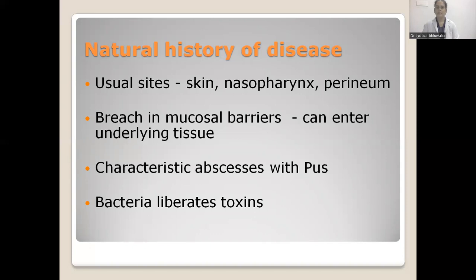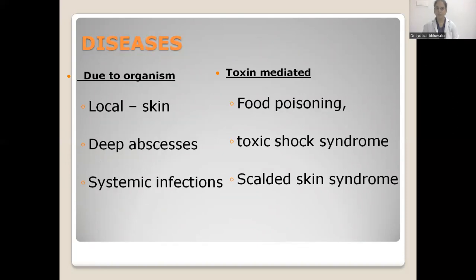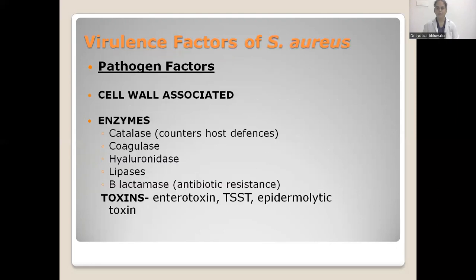The usual sites are skin, nasopharynx, and perineum. A breach in mucosal barriers lets it enter the underlying tissue. There is a characteristic abscess with pus, and the bacteria also liberate toxins. So due to the organism, there can be a local effect, a localized infection on the skin, also deep abscess or systemic infections, while toxin mediated diseases are food poisoning, toxic shock syndrome, or scalded skin syndrome.